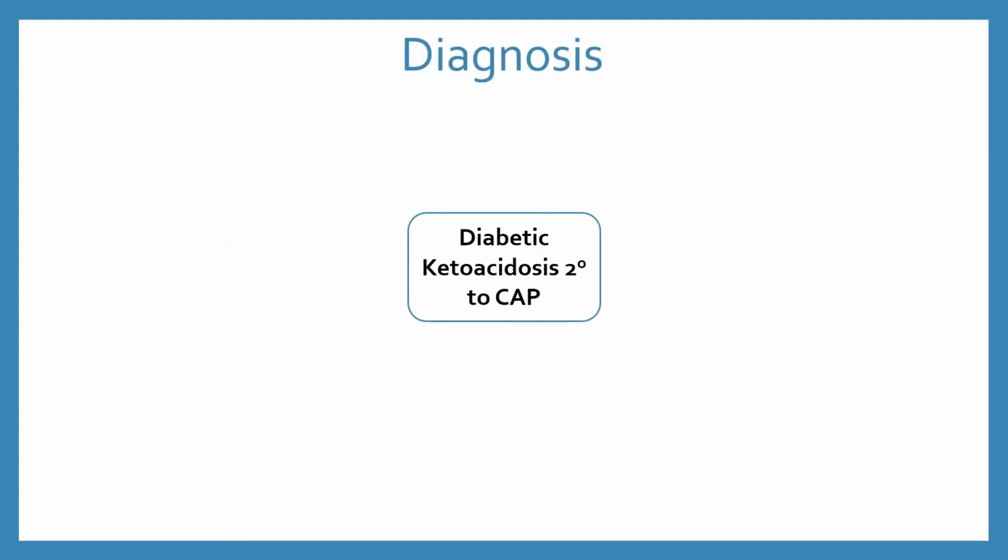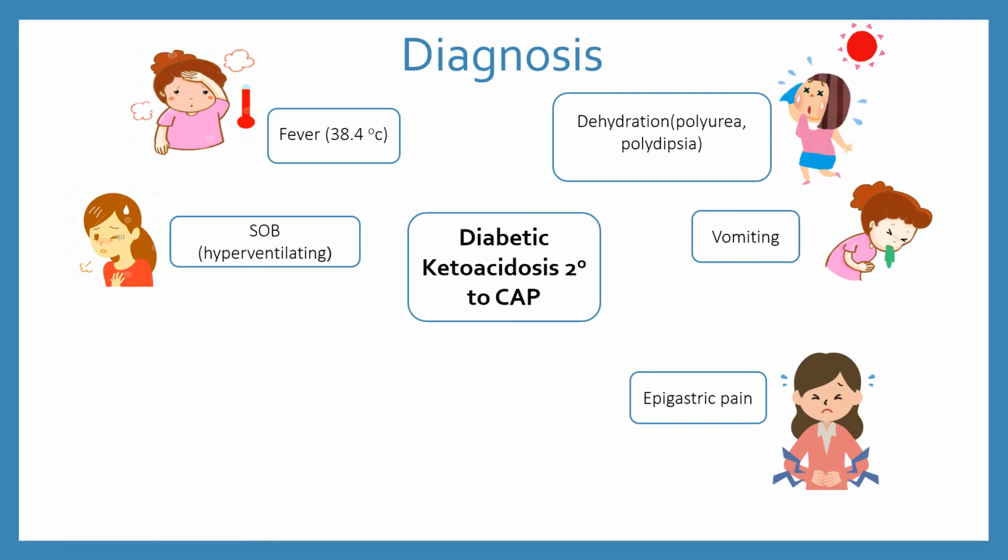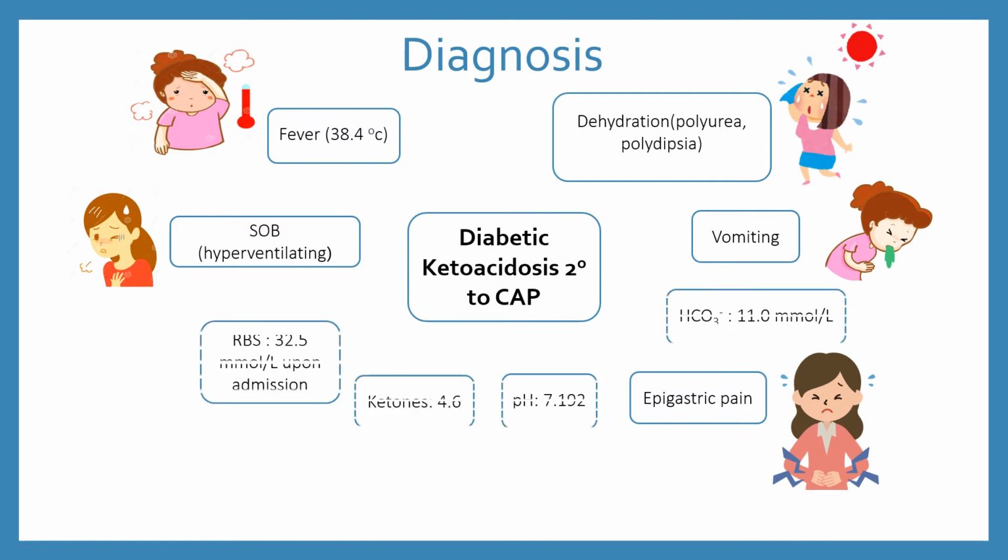For diagnosis, the patient is diagnosed with diabetic ketoacidosis secondary to community-acquired pneumonia. She experienced signs and symptoms of fever, 38.4 degrees Celsius, SOB, vomiting, dehydration, and epigastric pain. She has a pH value of 7.192, random blood sugar of 32.5 mmol per liter upon admission, blood ketones of 4.6, and bicarbonates of 11.0 mmol per liter. These readings are indicative of diabetic ketoacidosis.